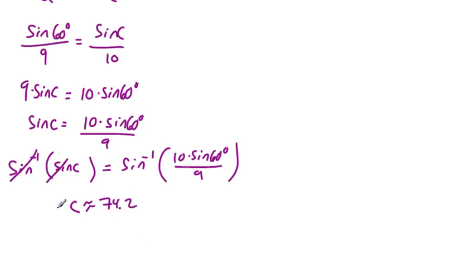Now, check this out. When we talked about sine inverse back in chapter 4, remember what this meant? This meant the sine of what angle is 10 times sine of 60 degrees all over 9. So the inverse really means just this: sine of what is 10 times sine of 60 over 9. And isn't this positive right here? This is a positive number. So what I need you to think right now is this.